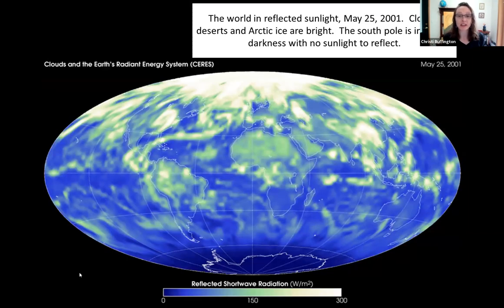This is what that reflection or albedo looks like. You can see the North Pole here, the Arctic sea ice are bright and reflecting sunlight in May 2001. Whereas here the South Pole is in winter. There's no sunlight to reflect, which is why it's dark in this picture.